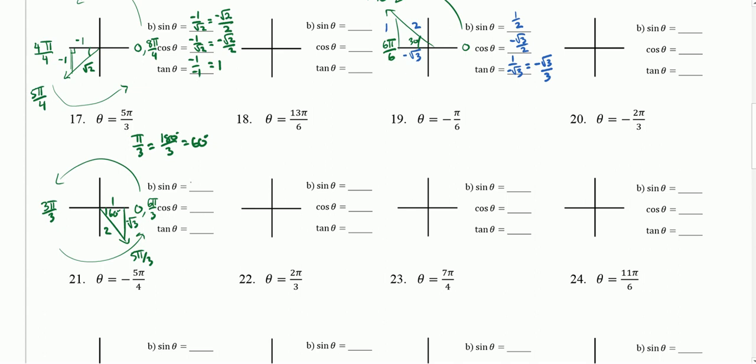And so the sine of theta is going to be opposite over hypotenuse. The cosine is adjacent over hypotenuse. And the tangent is opposite over adjacent, which is just negative root 3.